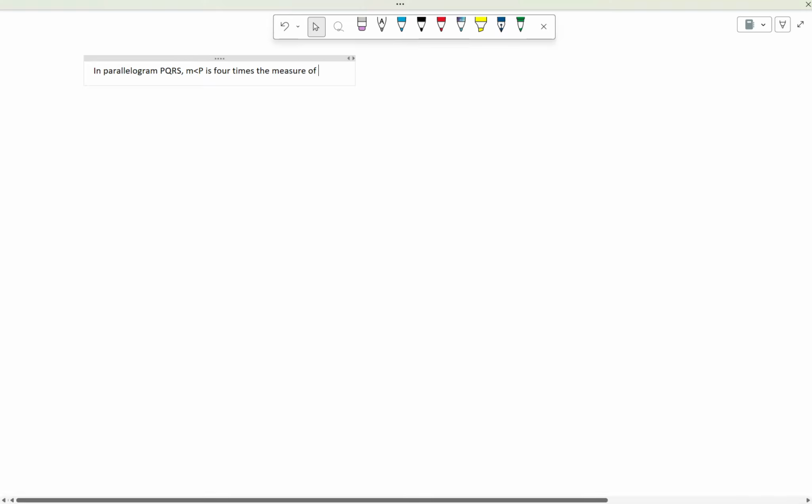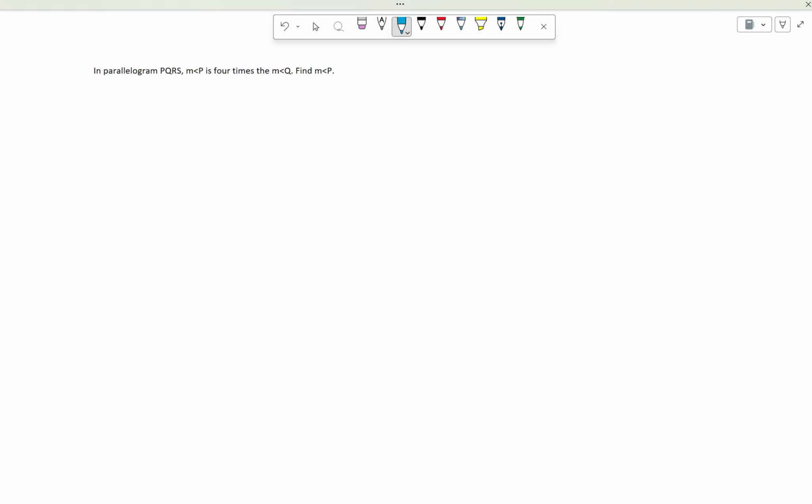So in parallelogram P, Q, R, S, the measure of angle P is 4 times the measure of angle Q. And we're going to find the measure of angle P. Okay? Now, what can we deduce here, right? They didn't even give us a picture, but think about this.